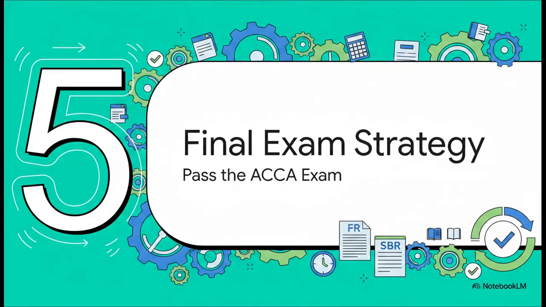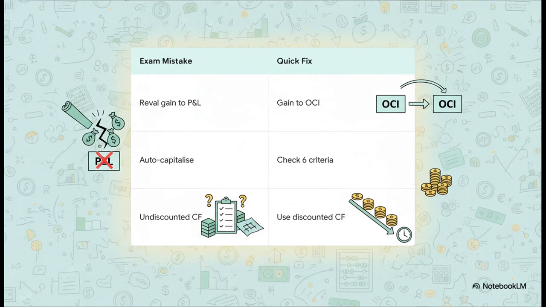Finally, Section 5, Final Exam Strategy, Passing the ACCA Exam. Let's look at some insider intelligence, the most common traps students fall into, straight from the examiner reports. Exam mistake 1, sending a revaluation gain to the P&L. The quick fix, revaluation gains go to OCI, unless you're reversing a previous loss. Mistake 2, auto-capitalizing development costs. The quick fix, you've got to check all 6 criteria first in the scenario before doing anything.